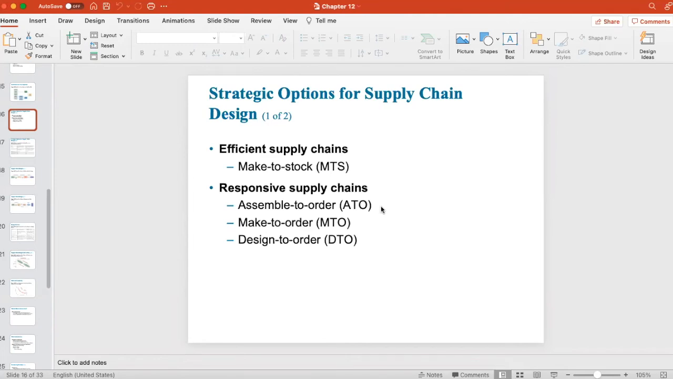Now let's continue. In this chapter, we will introduce two main types of supply chains that are widely used within different types of industries, whether in manufacturing or service industries, which are called efficient supply chains and responsive supply chains. Within each general type of supply chain, we will further introduce a few different models.